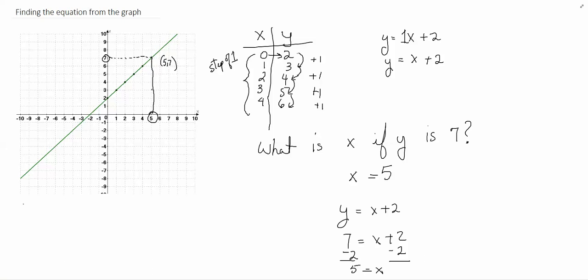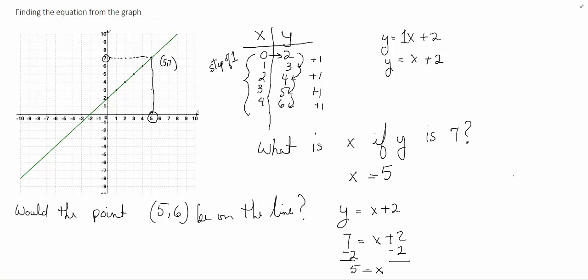So the next question asks, would the point 5, 6 be on the line? Again, we can handle this two ways. The first way is to find the point 5, 6. So we have 5 and 6, and oh, look at that, it sits there, so it's not on the line. So we can say no, 5, 6 is not on the line.